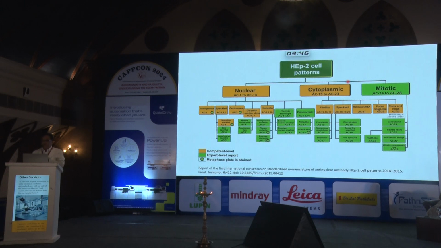Whenever you report ANA, your report has to include the substrate that you have used, which will be Hep2, the kind of positivity, whether it's nuclear or cytoplasmic, then what is the pattern, and what is the intensity, and the dilution that you have used. These are the factors that your report has to incorporate when you are reporting ANA pattern.